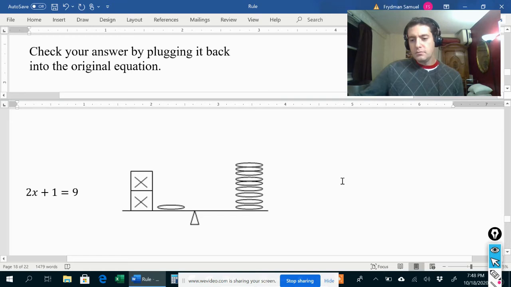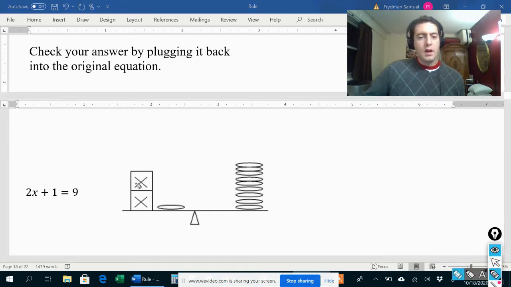So I'll just draw it onto the picture and then we'll do it in the equation itself. If this Xbox weighs 4 stones and this Xbox also weighs 4 stones, we have 4 plus 4 is 8 plus 1 is 9, which is exactly what we have on the other side also, right? So each Xbox must have been equal to 4 stones the entire time.